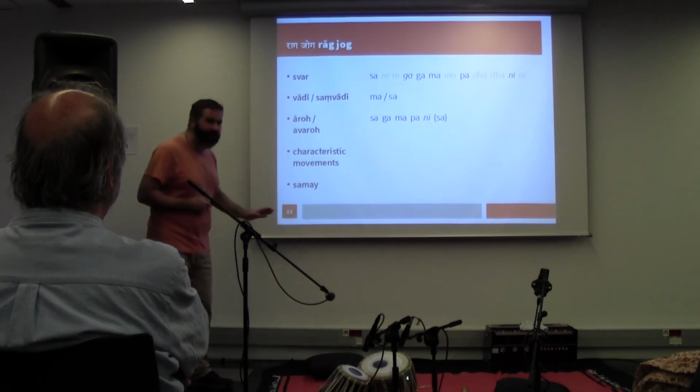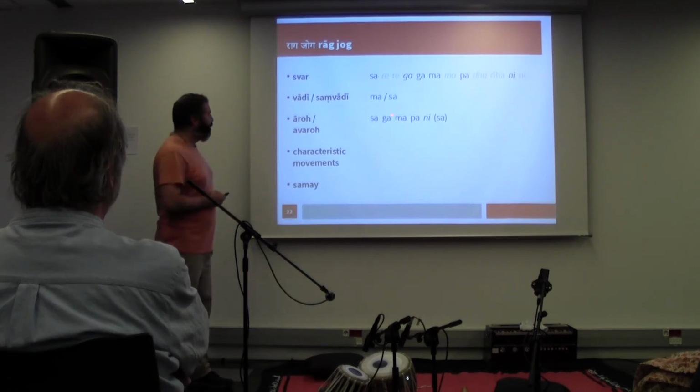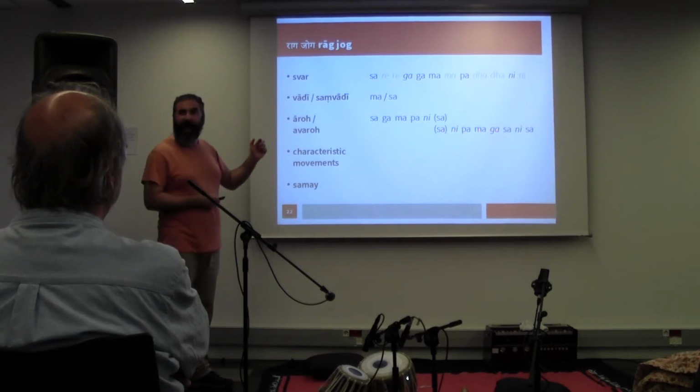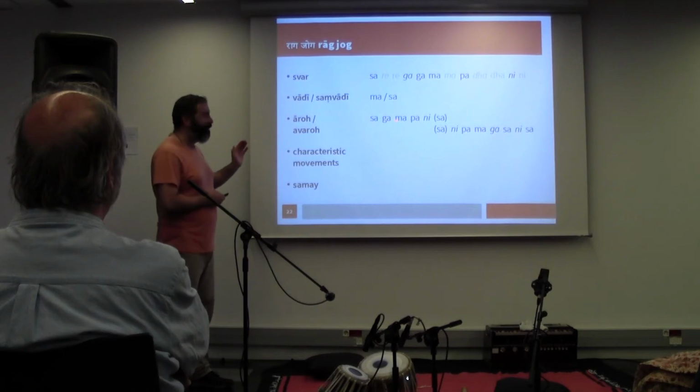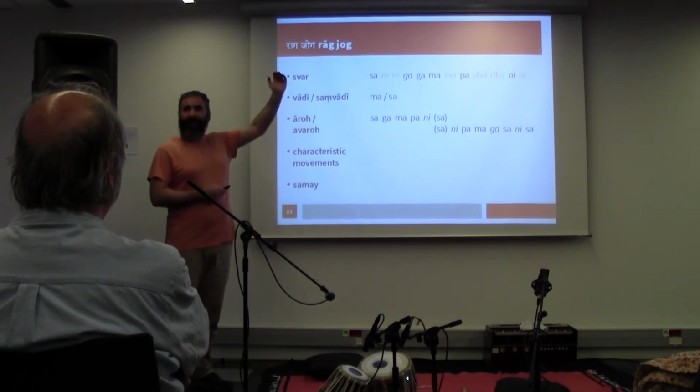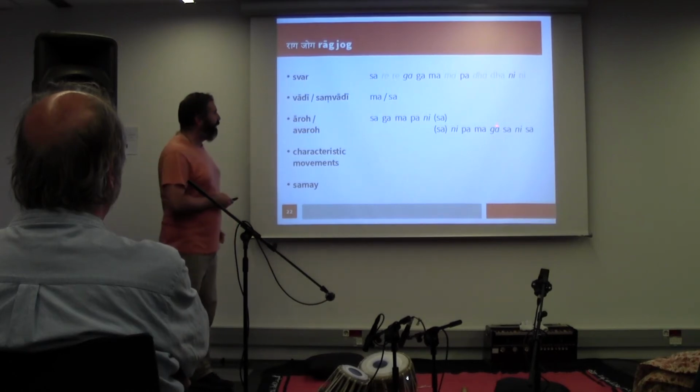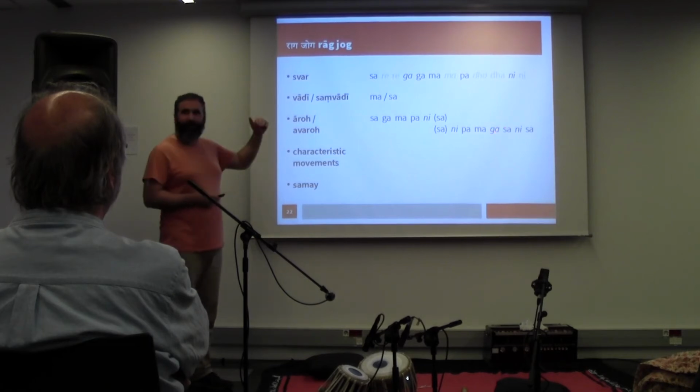when the melody goes up, it is performed in this way: Sa, Ga, the standard Ga, Ma, Pa, the modified Ni, and Sa. But when the melody goes down, we have Sa, Ni, Pa, Ma, and then we have the modified Ga. So we have one Ga going up, which is the high version of it, and then a lower version of the Ga when the melody is played down.